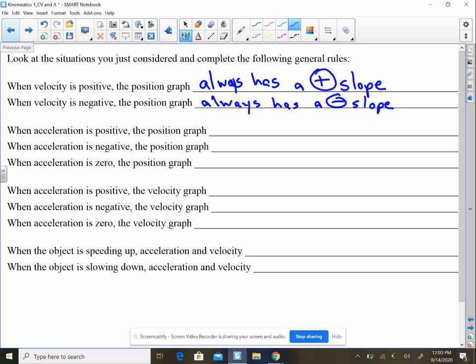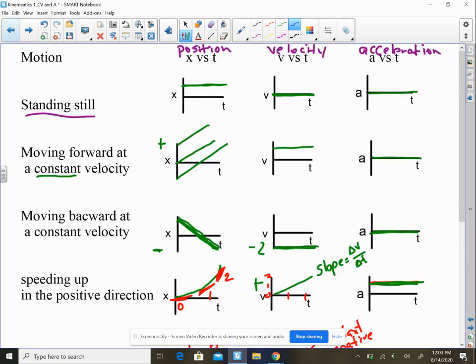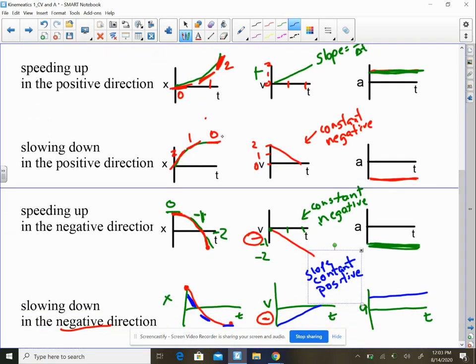So go back and look at those graphs and see if you notice that pattern. Positive slope, negative slope, positive slope, positive slope, negative slope, negative slope.